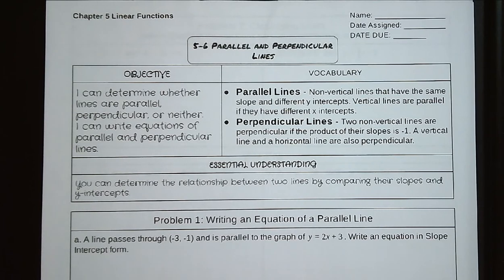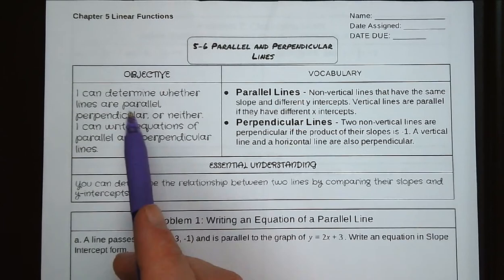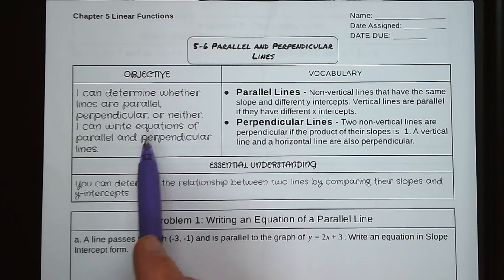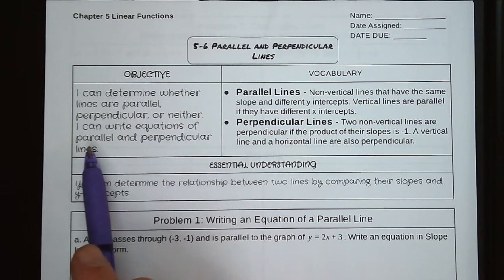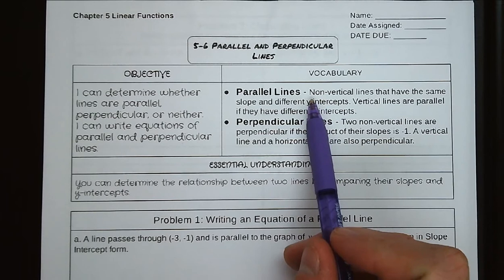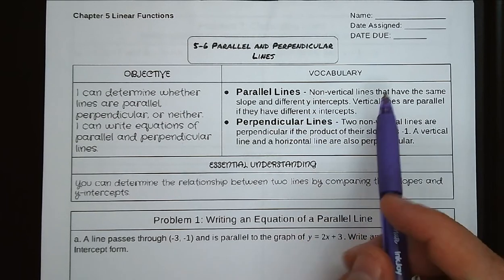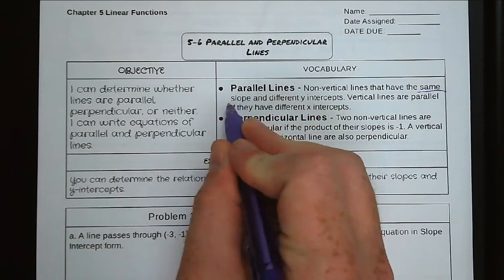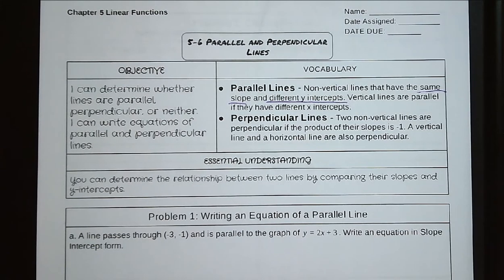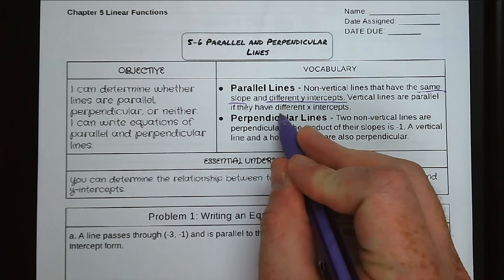Our objectives for today are that I can determine whether lines are parallel, perpendicular, or neither, and that I can write equations of parallel and perpendicular lines. New vocabulary for today: parallel lines are non-vertical lines that have the same slope and different y-intercepts. Vertical lines are parallel if they have different x-intercepts.